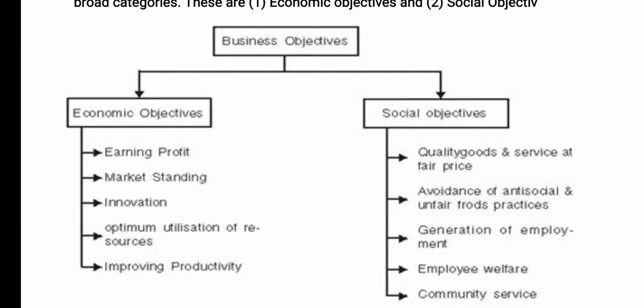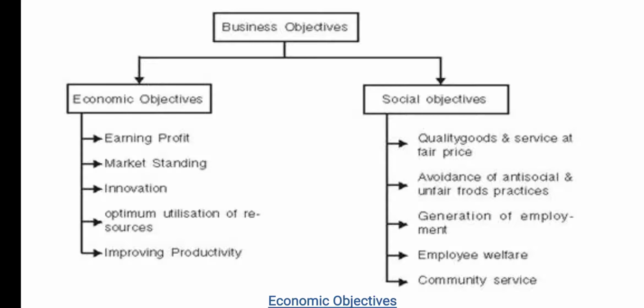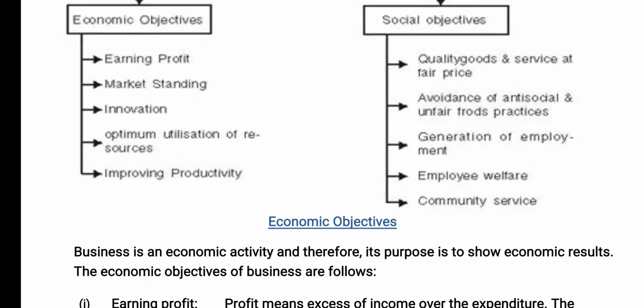Economic objectives are those which show you the economic result, meaning behind which you want to earn money, and social objectives are those in which you want to give benefits to the society, and the satisfaction you get after working for society is the main aim behind that social service. Economic objectives are mainly divided into 5: earning profit, market standing, innovation, optimum utilization of resources, and improving productivity. So first we will discuss the economic objectives.